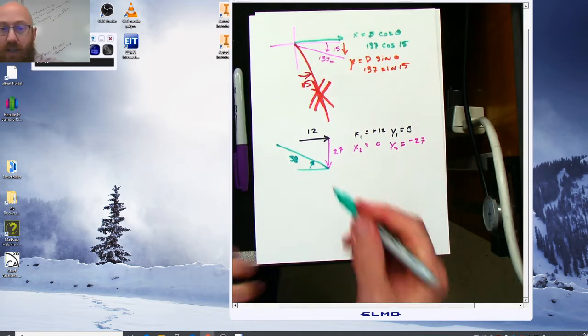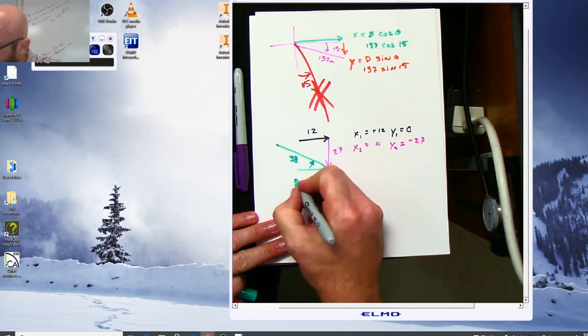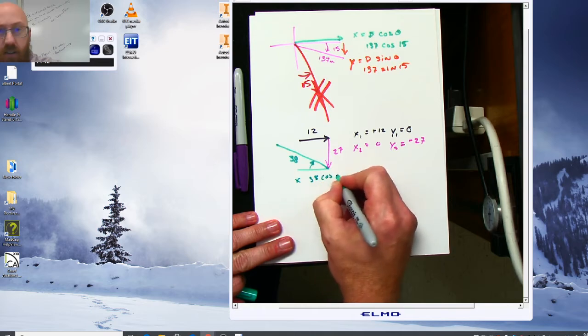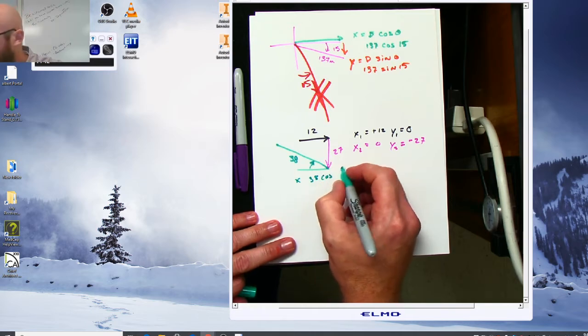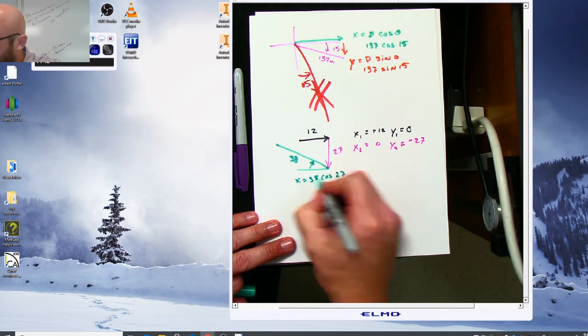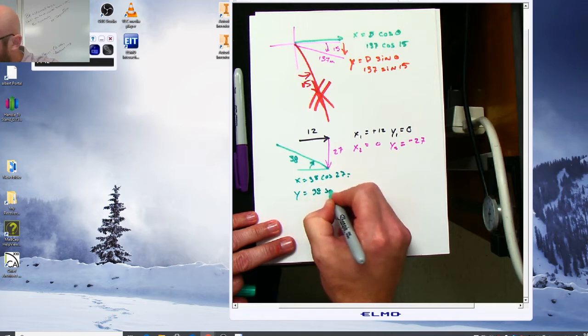Last but not least, again, you have to break this apart. So you sit there and say X is 38 times the cosine of what degrees? This one they said 27. Yours might have said 25 or 29. And then Y is 38 sine of 27.